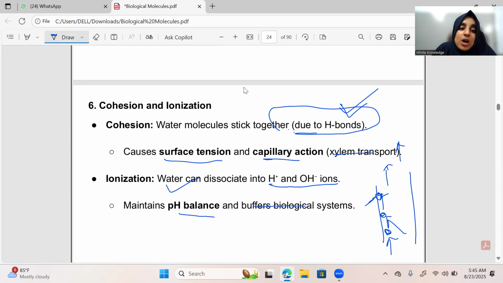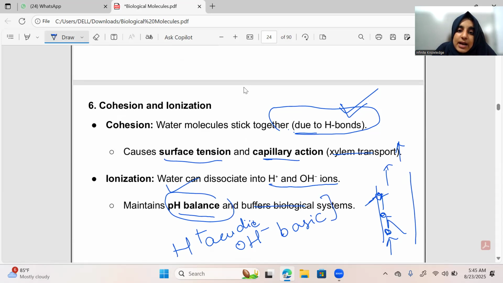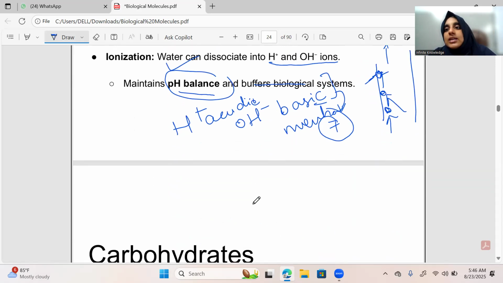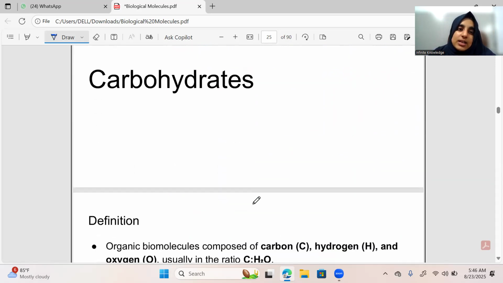Okay, so how does it maintain pH balance? Basically, it has got H positive, which is acidic, and also it has got OH negative, which is basic. So when these two combine, what happens? It is basically neutral, which is a pH of 7, right? That is why it acts as a buffer. That is why it acts as an intermediate medium. That is why it helps to maintain the pH in our body, because the pH of our body is mostly 7, except for some of the organs in the digestive system.